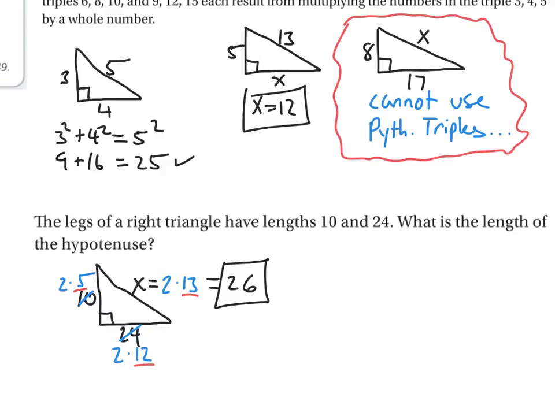Why? Think back to when we worked with similarity. All we're doing is taking that triangle, keeping its angles the same, but making it 2 times bigger, or making it 3 times bigger. It's still the same triangle in essence. It's still similar to that. It's just bigger than the original. Okay? So 26 is the hypotenuse.